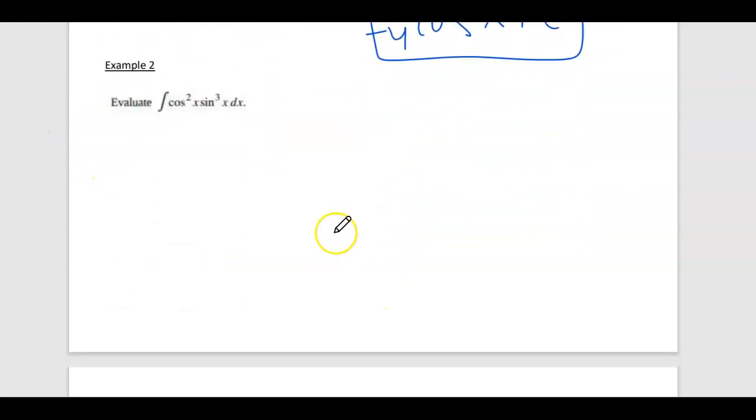All right, let's look at something like example number 2. So if we have cosine squared and then sine cubed, we want to rewrite this so that there is just 1 sine. I'm going to rewrite sine squared in terms of cosine, and then I'll be able to do something very similar to what we just did. So I'm going to rewrite sine cubed into sine squared times sine. And then in place of sine squared, I'm going to write 1 minus cosine squared from the Pythagorean identity.